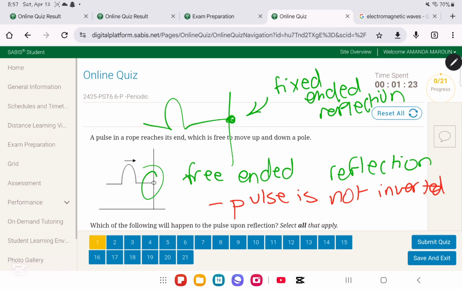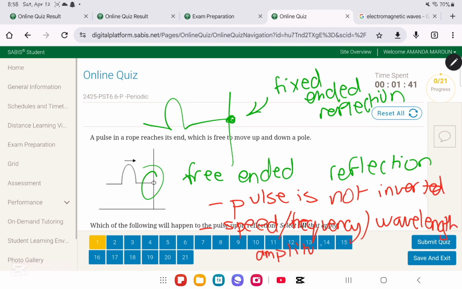Okay. Then we also have that the speed, the frequency, the wavelength, and the amplitude all remain the same. Okay, so in the free-ended reflection, we have that the pulse is not inverted. However, the speed, frequency, wavelength, and amplitude remain the same, and the direction is changed. This is for the free-ended reflection.